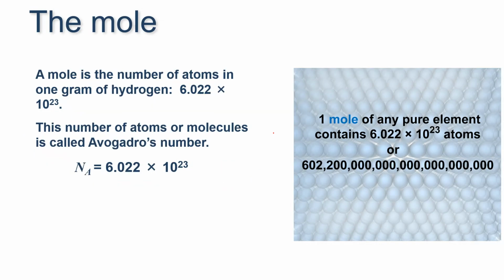Okay. So hydrogen, now where the number comes from is that 1 mole is the number of atoms in 1 gram of hydrogen. So hydrogen on the periodic table, let me show you something real quick.